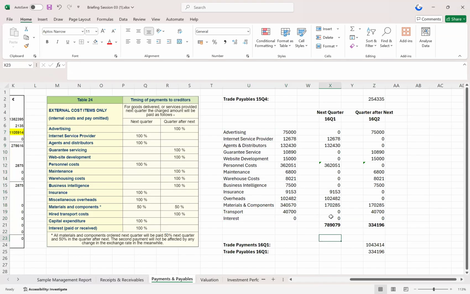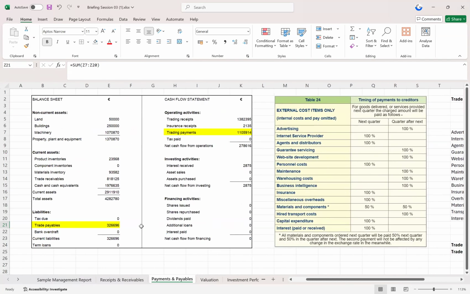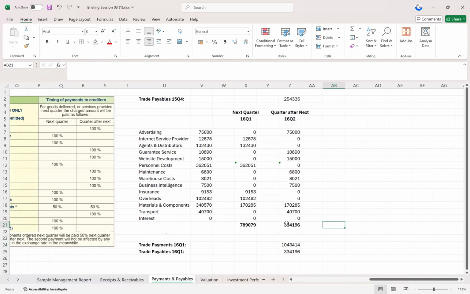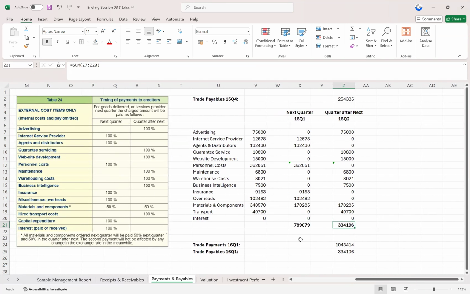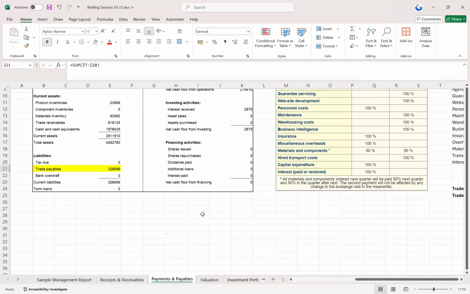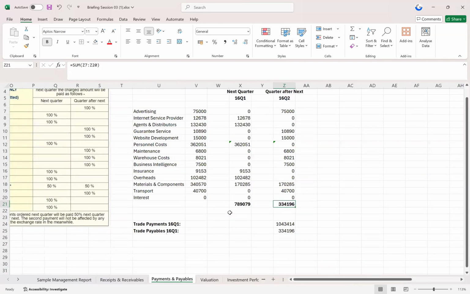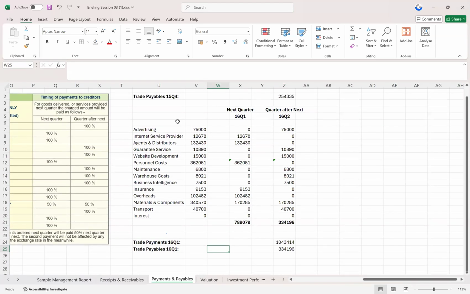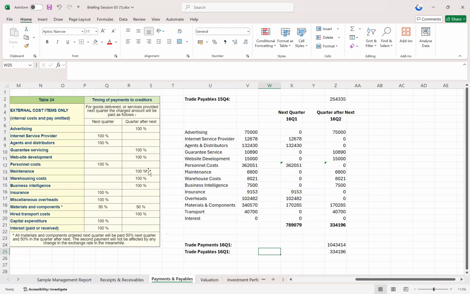Now, once I do that, I get this is the amount that I have to pay in the next quarter. And that is 16Q1, and this is the amount that will become my trade payables. So if you'll see, it is actually very close. The actual was 326696. We calculated 334. The difference is only 7,500 euros, right? So otherwise we are able to match this, and this is how my trading receipts and trading payables are getting calculated. Any doubt on this table 24 now?